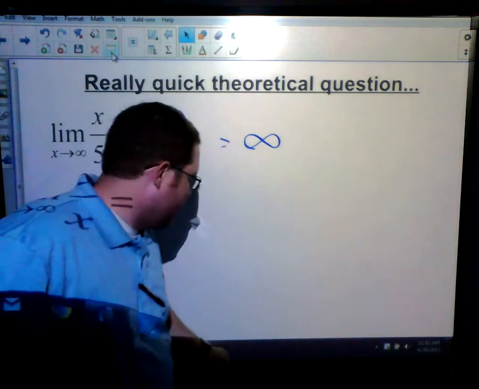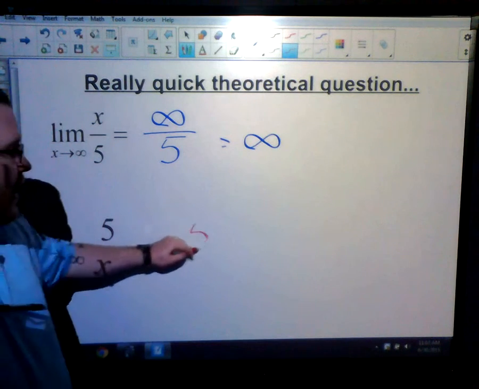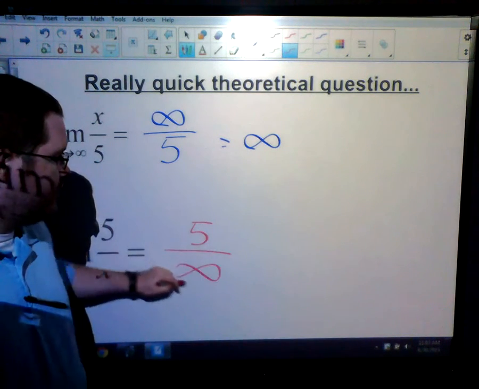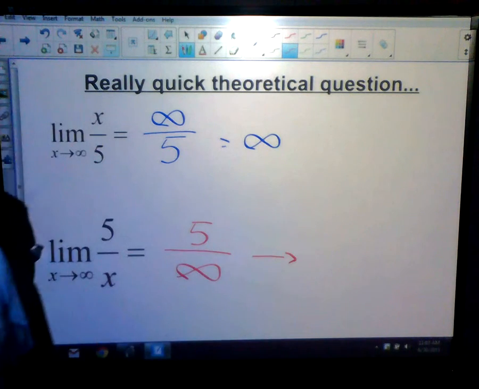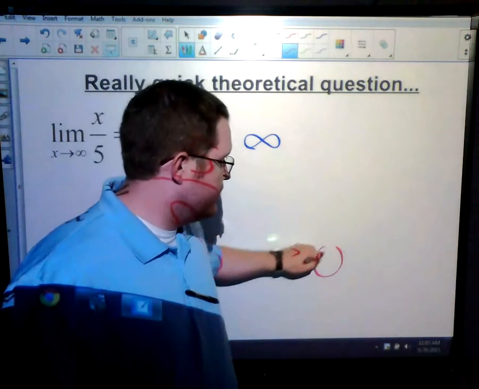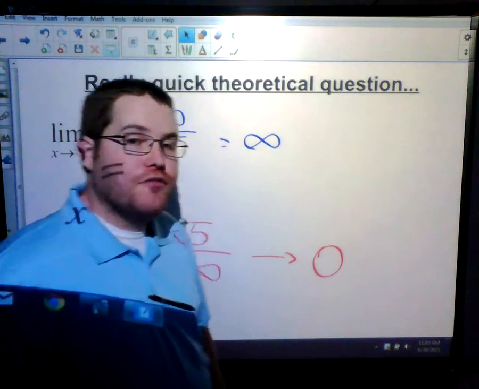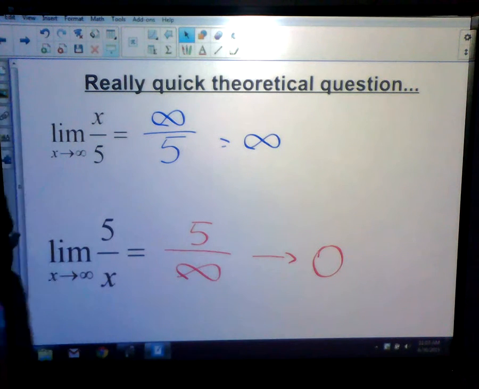But what if I do it the other way? What if I do 5 over x? In other words, 5 over infinity. A massively large number. What's that going to go closer into? 5 over a huge number is actually going to get smaller and smaller until it gets to 0. So infinity on top is infinity, infinity on bottom is 0. That comes up today.